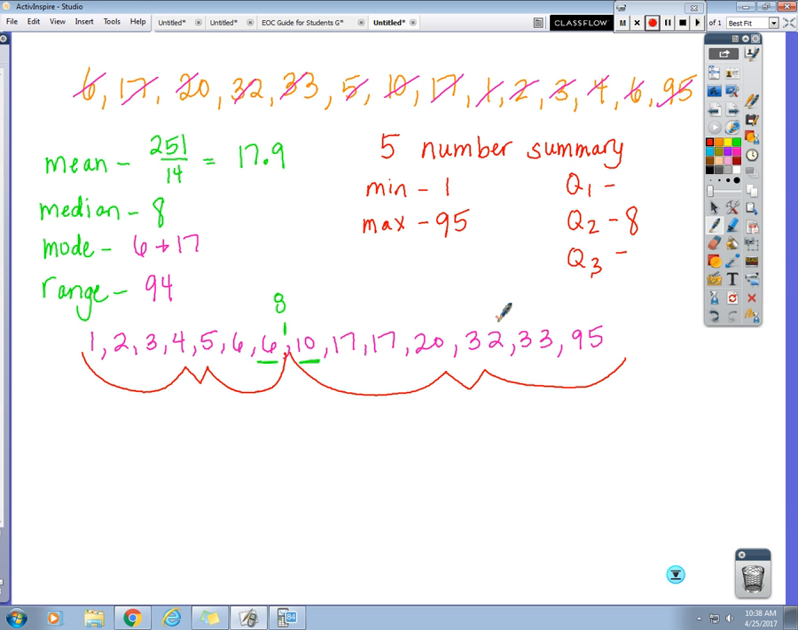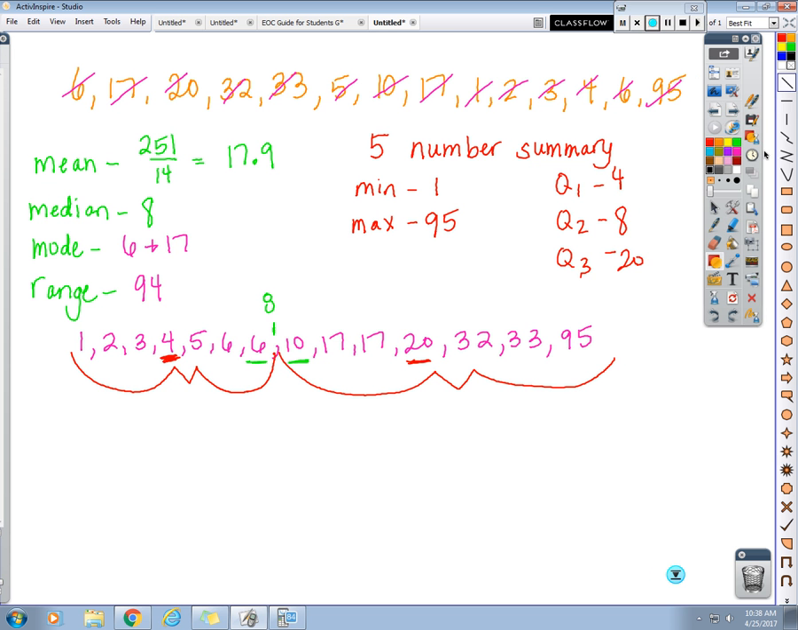So what number is in the middle of the lower half? 4. Exactly in the middle? 1, 2, 3, 4. 1, 2, 3, 4. So Q1 is 4. What is the median of the upper half? 1, 2, 3, 4. 1, 2, 3, 4. So 20. Now, to put this on a box and whisker plot, you would need a number line.